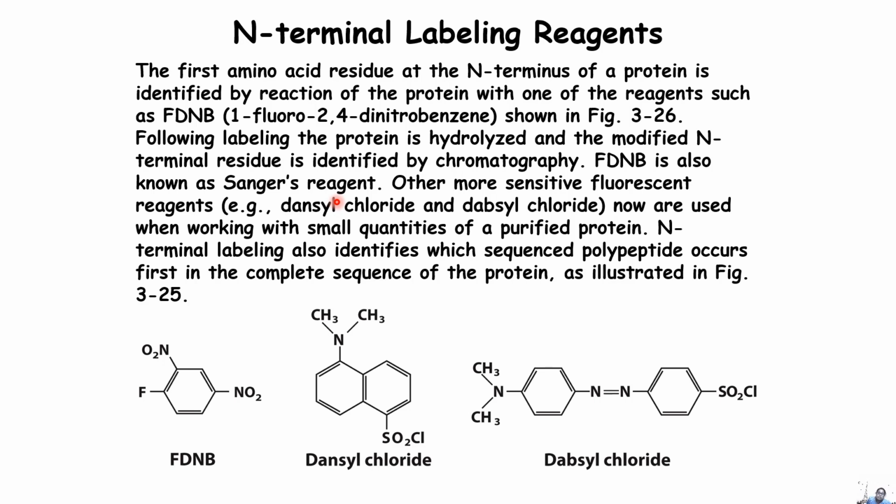Other sensitive, related fluorescent reagents such as dansyl chloride and dabsyl chloride are now used when working with small quantities of a purified protein. N-terminal labeling also identifies which polypeptide occurs first in the complete sequence of the protein. So that's what we'll get to know about these labeling reagents.